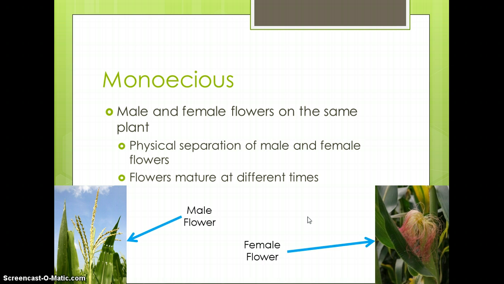Now, selfing can be bad for the population because it reduces the amount of genetic diversity, and it can also lead to inbreeding. Another way to prevent selfing is if the flowers mature at different times on the same plant. So say the pollen in the stamen matures faster. The pollen will be released before the female flower on that same plant opens, so there's no chance of the pollen accidentally falling down to the carpel.